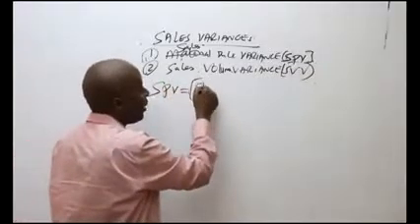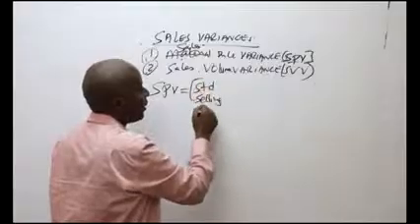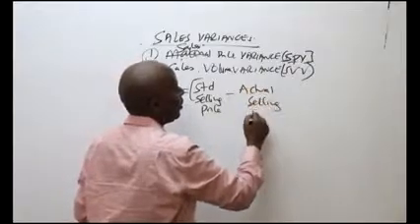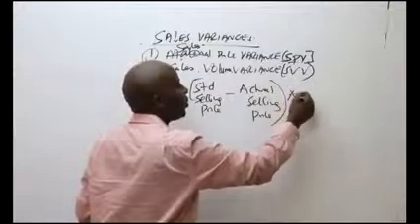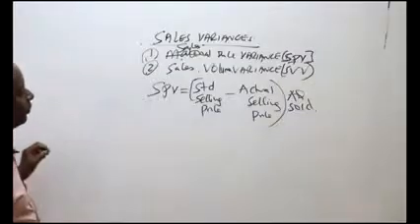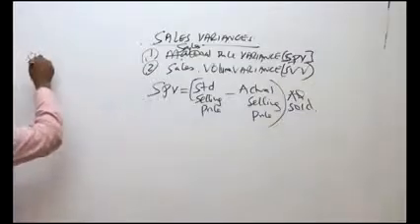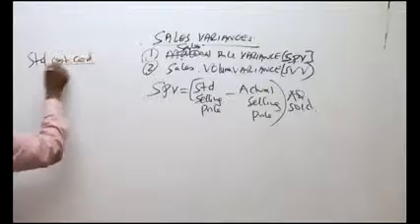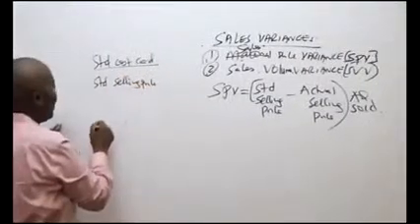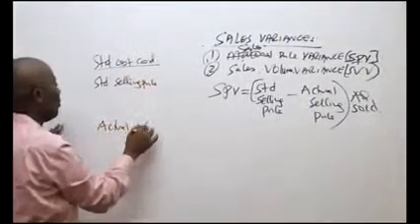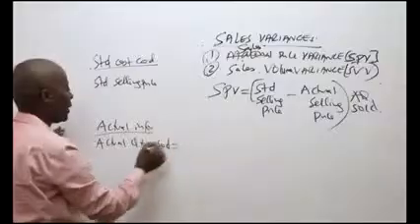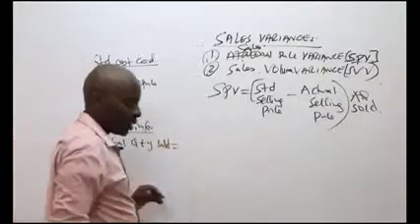We have the standard selling price minus the actual selling price, multiplied by the actual quantity sold. Please go to the standard cost card. You'll be able to see the standard selling price. And then in the actual information, you'll be able to see the actual quantity sold.